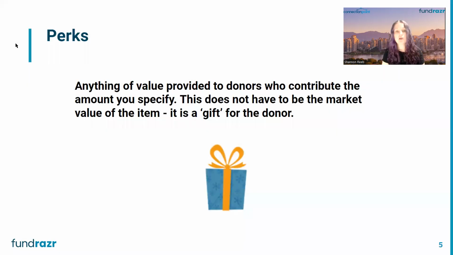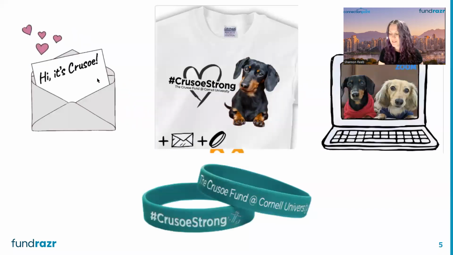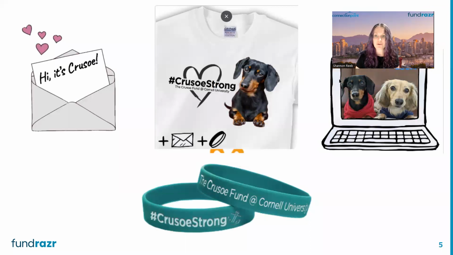For example, perks are anything of value provided to donors who contribute the amount you specify. This does not have to be the market value of an item. It is a gift for a donor. I'm sure that everyone here has seen a perk available for a campaign that you may have run or have donated to, but here's one example of perk items. This is from a campaign for the Crusoe Fund.